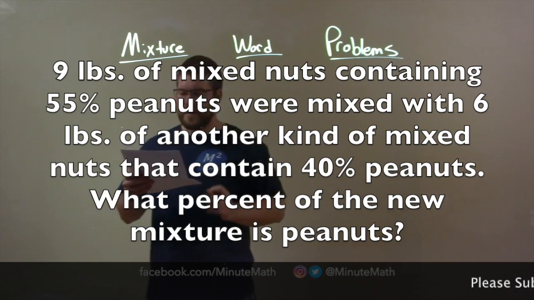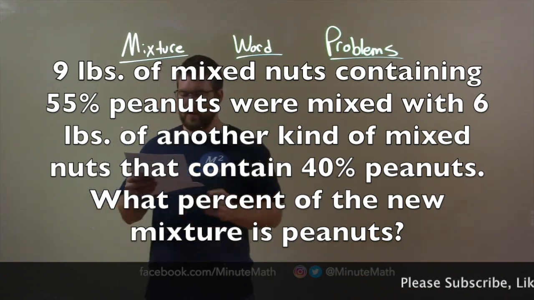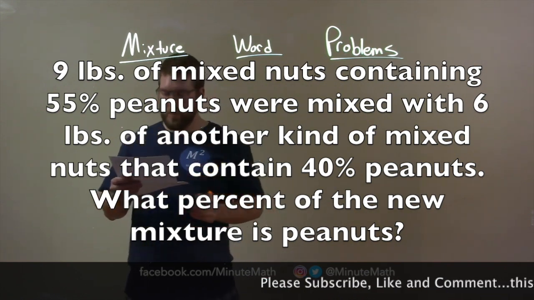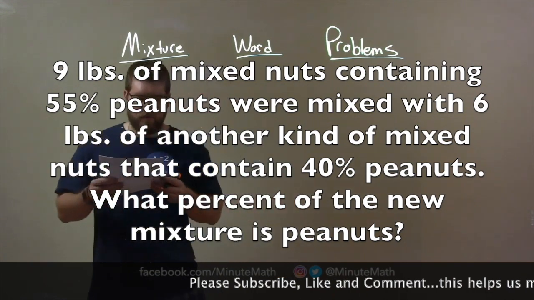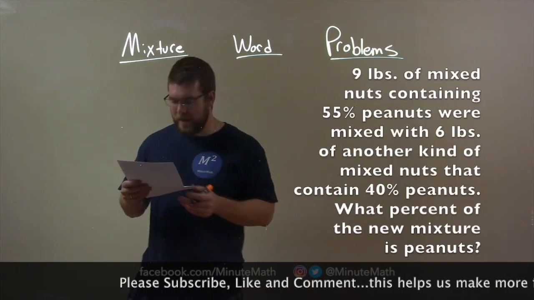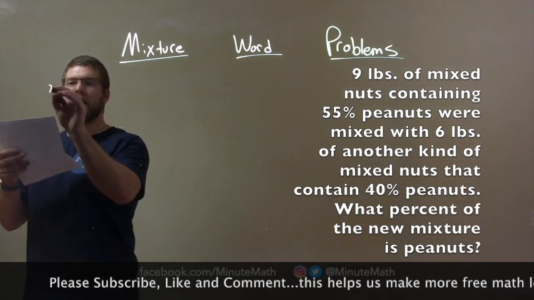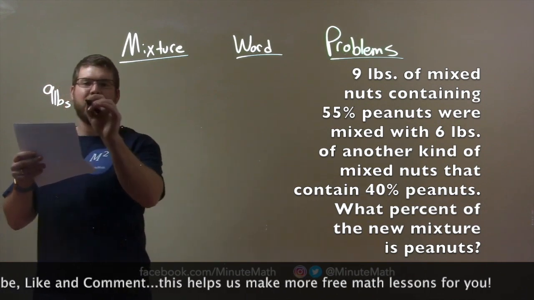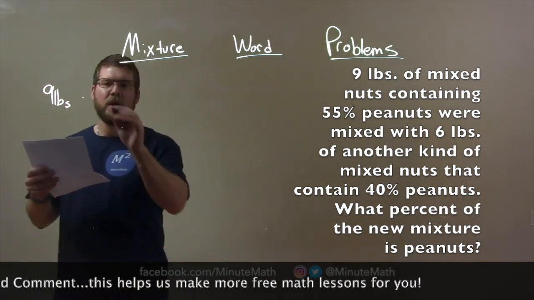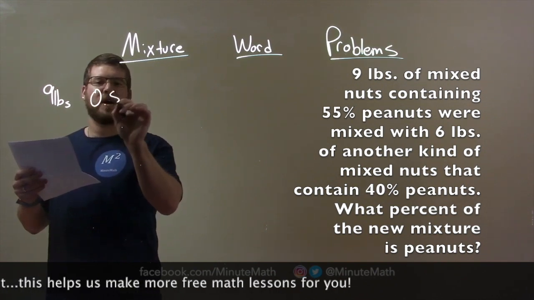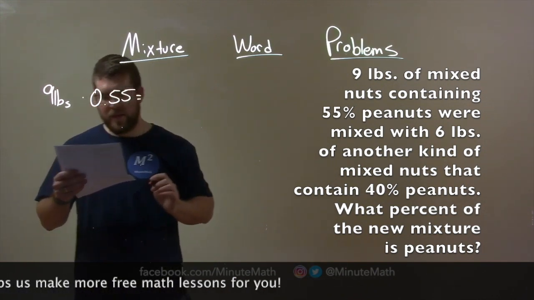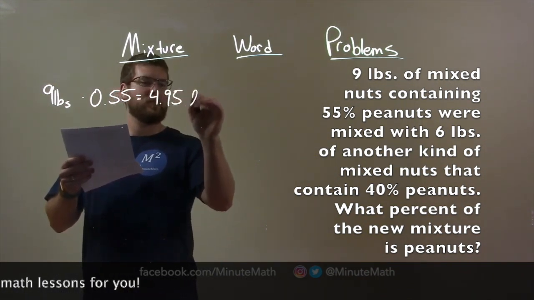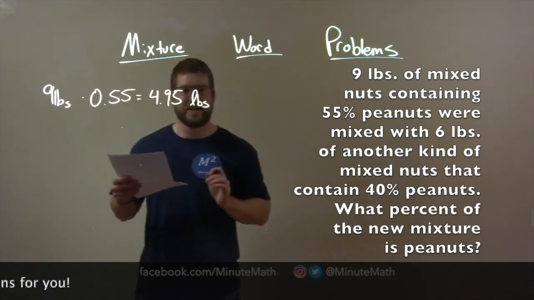9 pounds of mixed nuts containing 55% peanuts were mixed with 6 pounds of another kind of mixed nuts that contain 40% peanuts. What percent of the new mixture is peanuts? Okay, so let's start with this. We have 9 pounds of mixed nuts containing 55% peanuts. So that as a decimal is 0.55. Multiplying that out, that comes out to 4.95, and that's the first mixture, which has 4.95 pounds of peanuts in it.